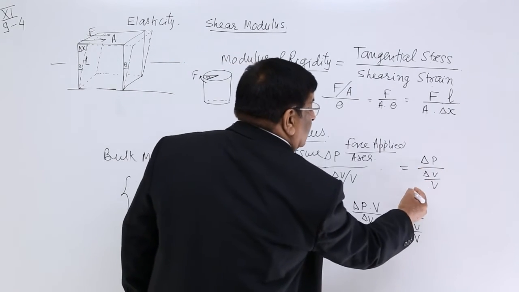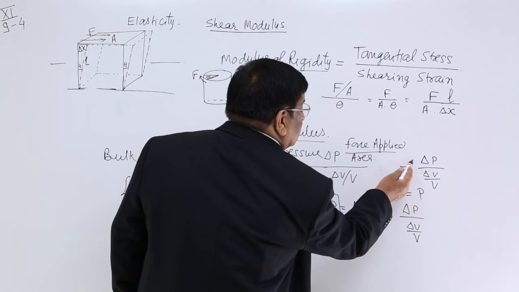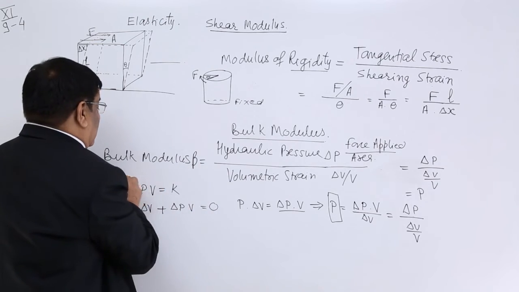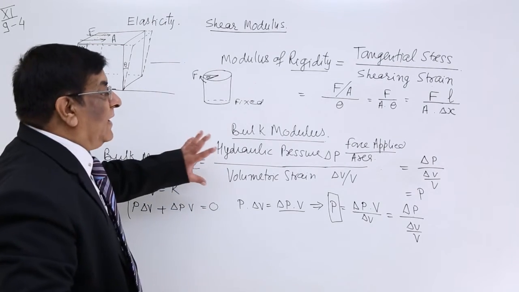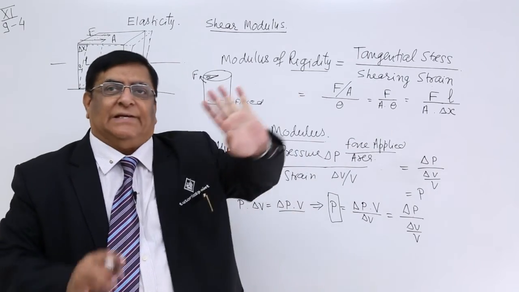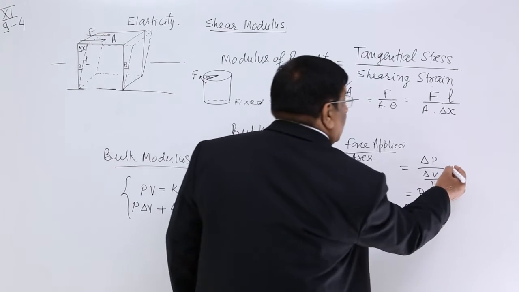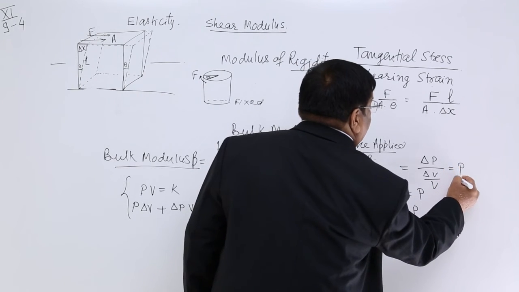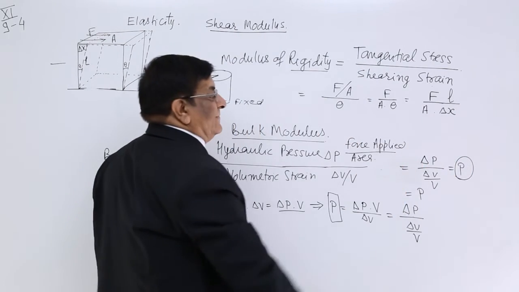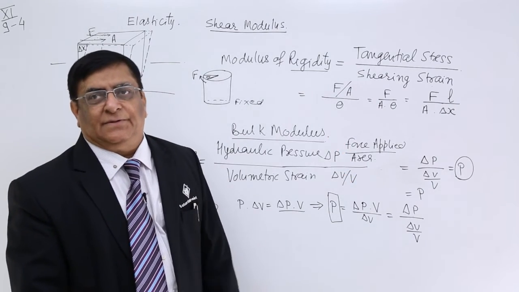So for this whole thing, what can we write? P. P is this and this is the bulk modulus. So the bulk modulus in total is equal to the pressure of the gas. That's all. Please remember, the bulk modulus is given by pressure only. This is the bulk modulus calculation.